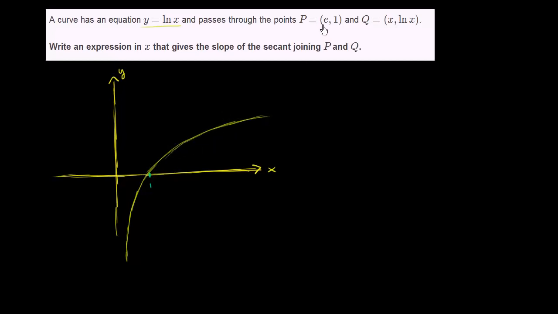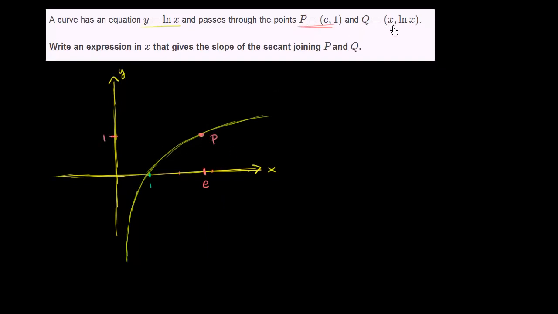And we know it also has the point (e, 1) on it. So it has the natural log of e. So if that's 1, that'll be about 2, that'll be about 3, so that is e, roughly, right over here, and that's the point (e, 1). And I'll just mark that as P. They already gave us a label for it. So that is P. And we want to find the secant line between P and an arbitrary Q.